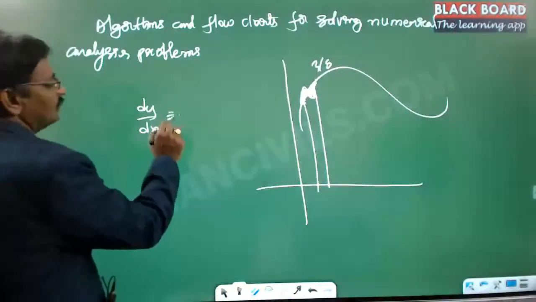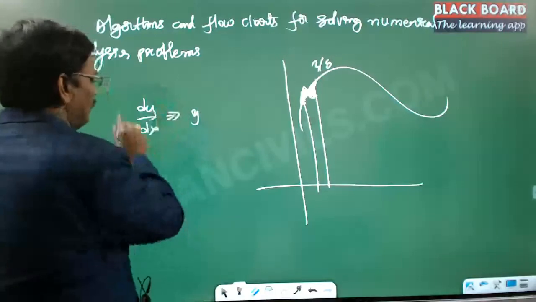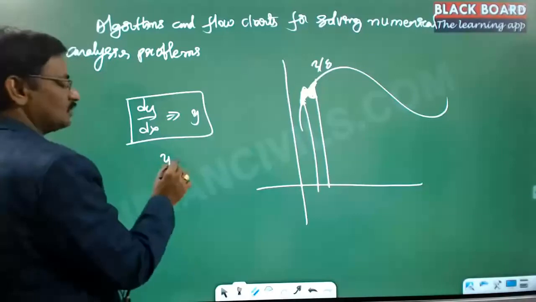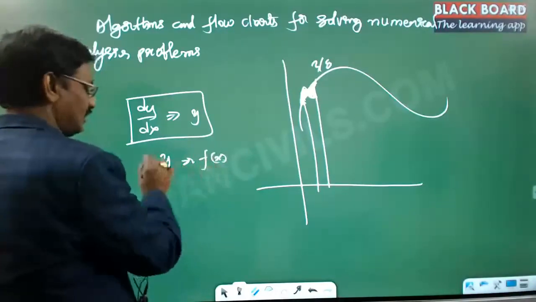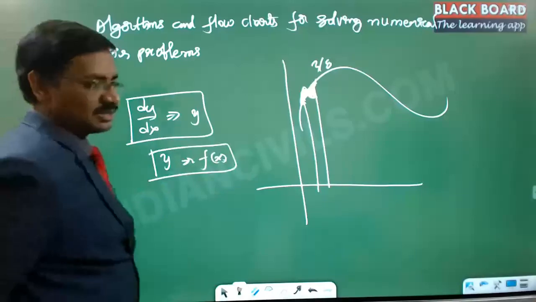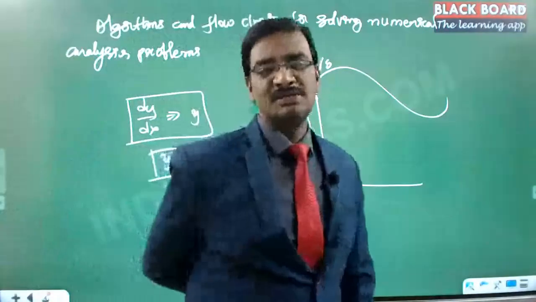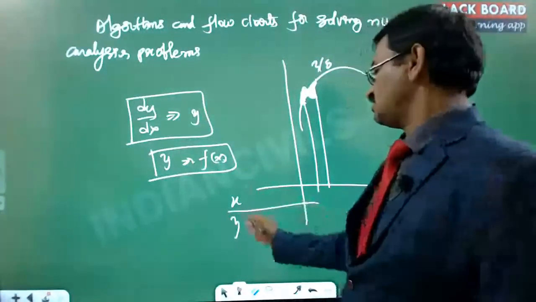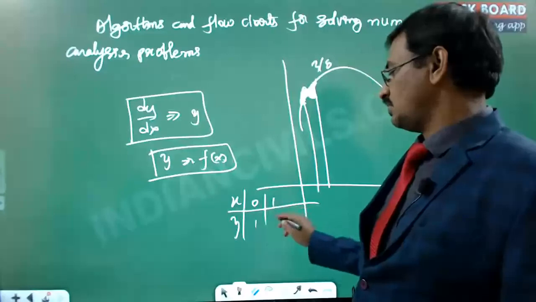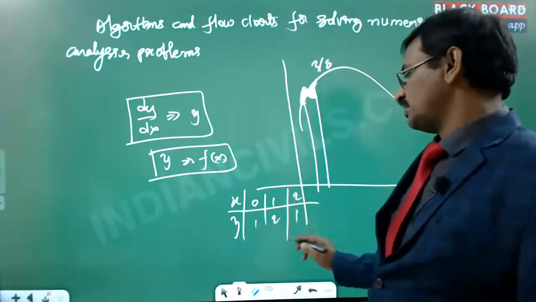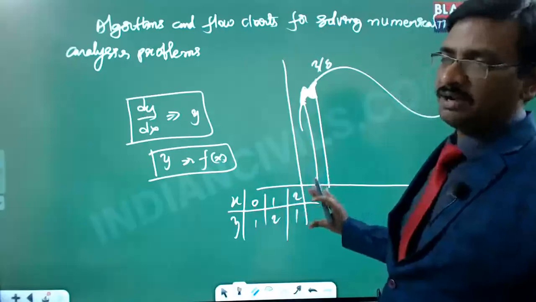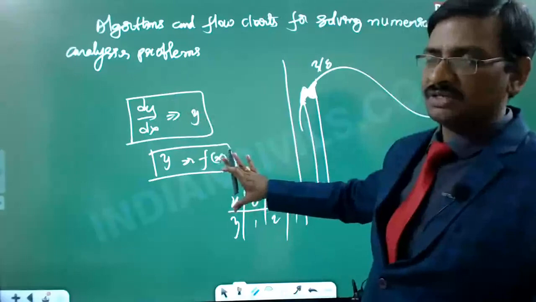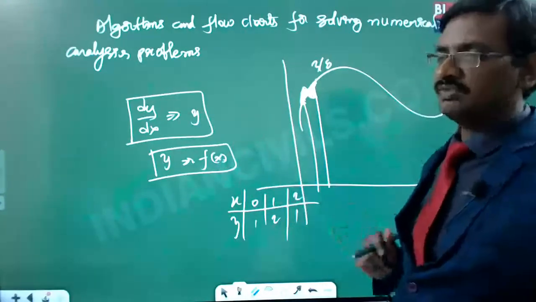So dy by dx is equal to, let us say, a function of y, and this is the differential equation we want to solve. But by definition, the solution is where you establish y as a function of x. Now this relation, rather than expressing as an equation, you can even express as a set of data points. That is, when x is 0, the corresponding y value, when x is 1, the corresponding y value, and so on. If you give a table of data points based on this equation, then it is as if you are solving the differential equation. So that is how we solve the differential equation with the help of numerical methods.